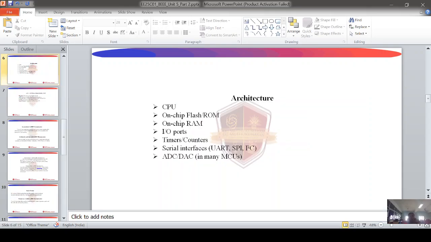Then microcontroller architecture. A microcontroller contains CPU, RAM (random access memory), read-only memory and flash memory, input-output ports, timers, communication interfaces, and analog to digital converter and/or digital to analog converter. All components are integrated into one chip, making it compact and cost-effective.